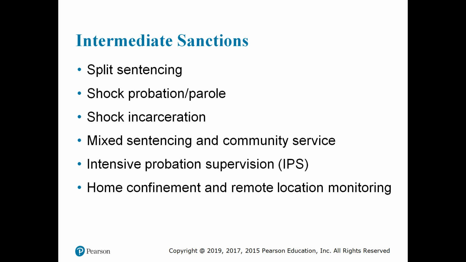If they have a good family support structure out there, they have a home to go to, they have employment, then their community service is going to be much greater. And there is also intensive probation supervision, or IPS, which is basically seeing somebody 2 or 3 or 4 or 5 times a week at their home, at their job, randomly drug testing them 2, 3, or 4 times a week. Basically, these are very violent offenders that need intensive supervision. And then finally, there's home confinement and remote location monitoring. Again, there are some discriminatory issues there because not everybody has a home to go to.